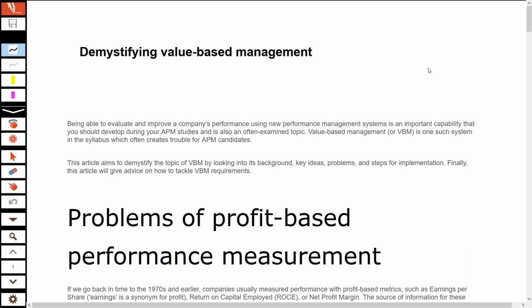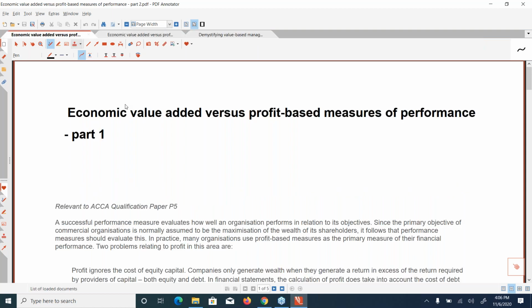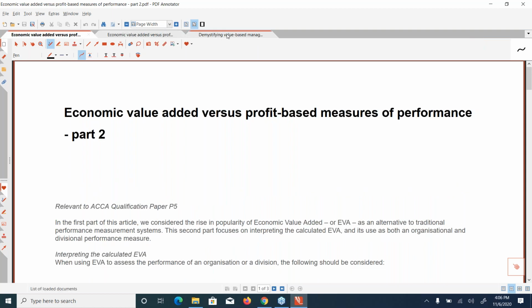In fact, I think there are many handouts which are already available. So you could have a look at this specific handout, which is pertaining to value-based management, and to the economic value added, which is another part of the economic value added article that the examiner had published some time back.